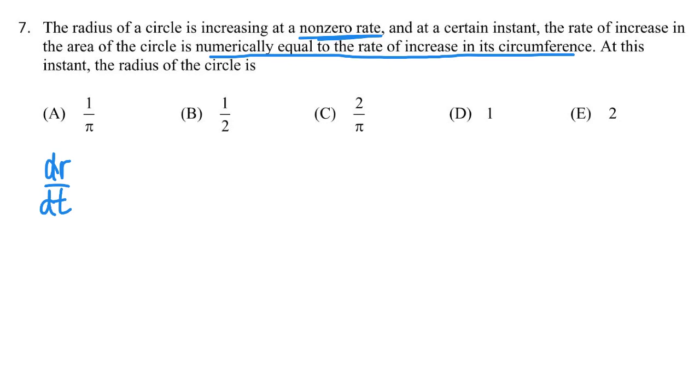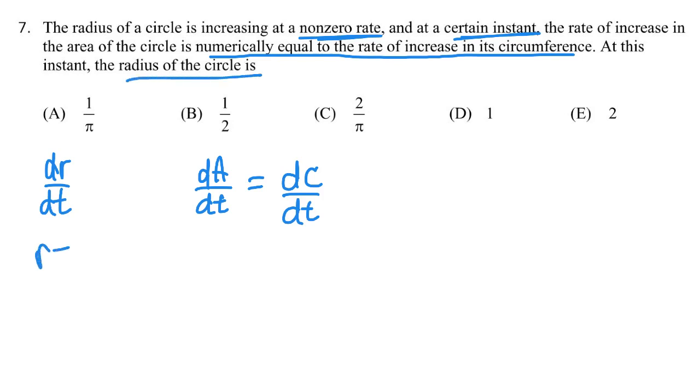Okay, so again, at a certain instant, the rate of increase in the area of the circle, so dA/dt, is numerically equal to the rate of increase in the circumference, so dC/dt. Okay, at this instant, the radius of the circle is. So we're looking for r. I don't know what that is.